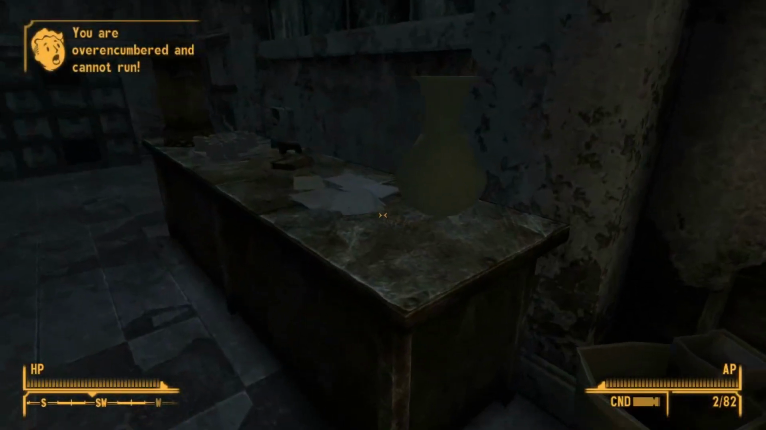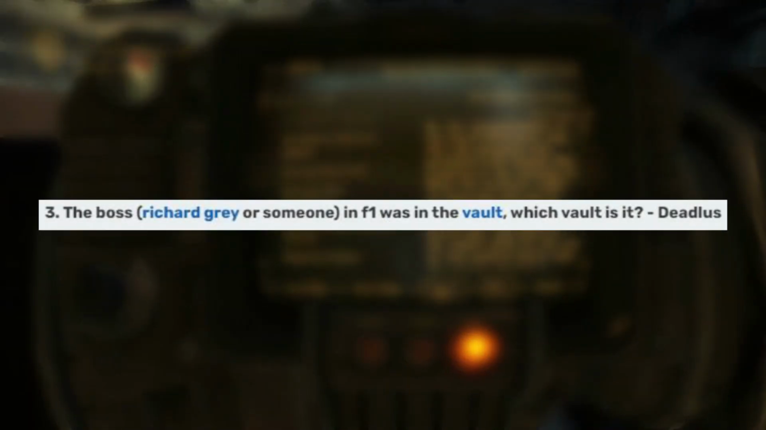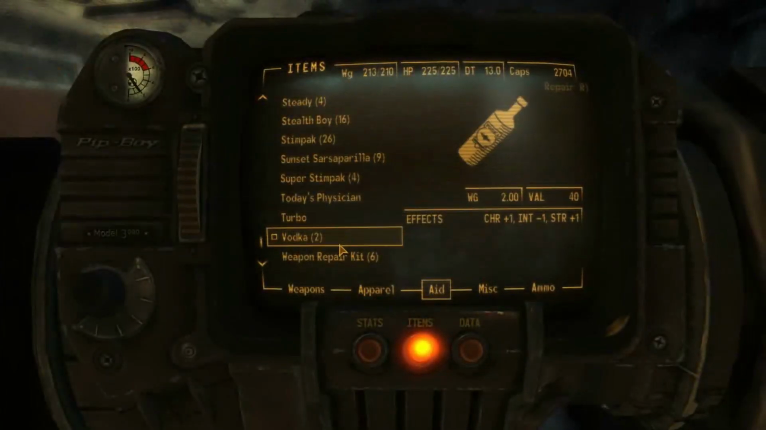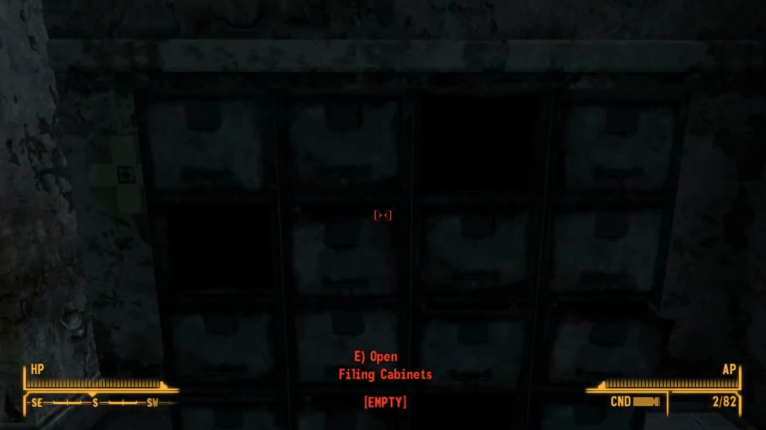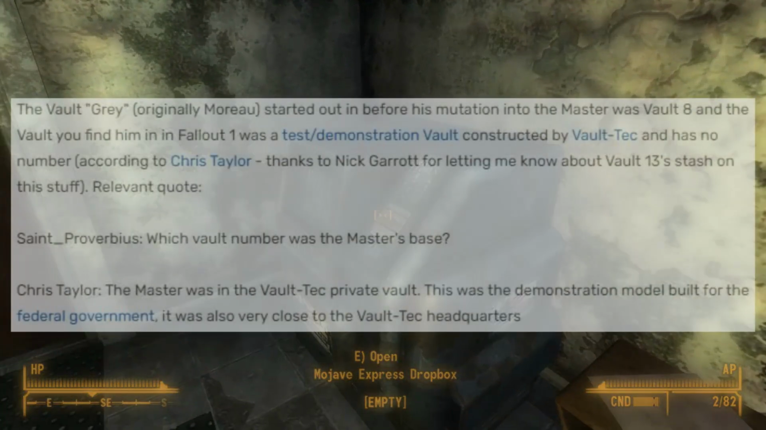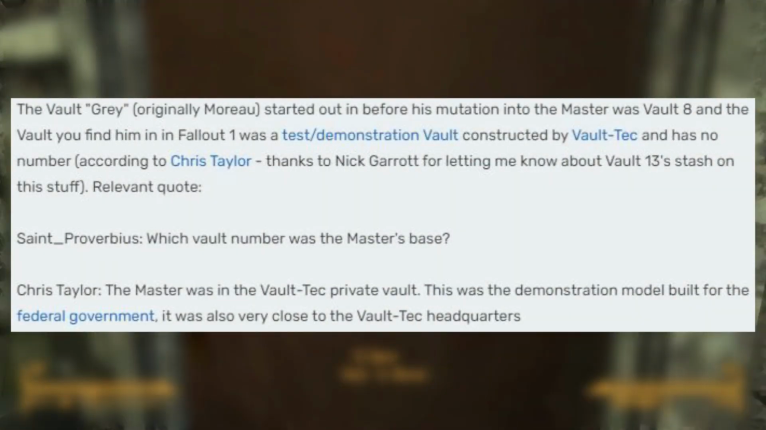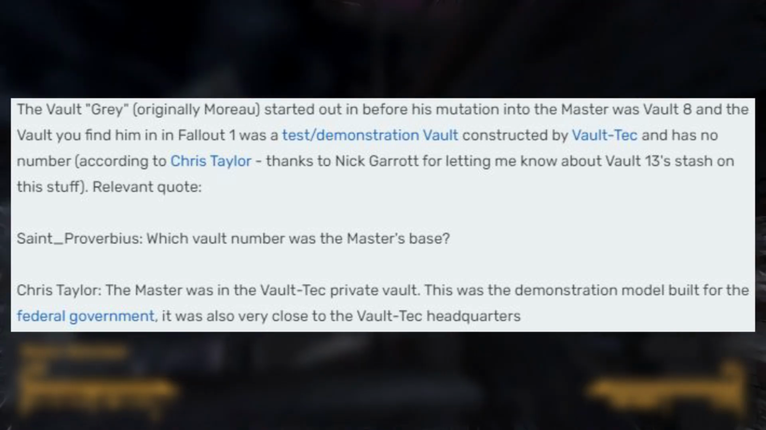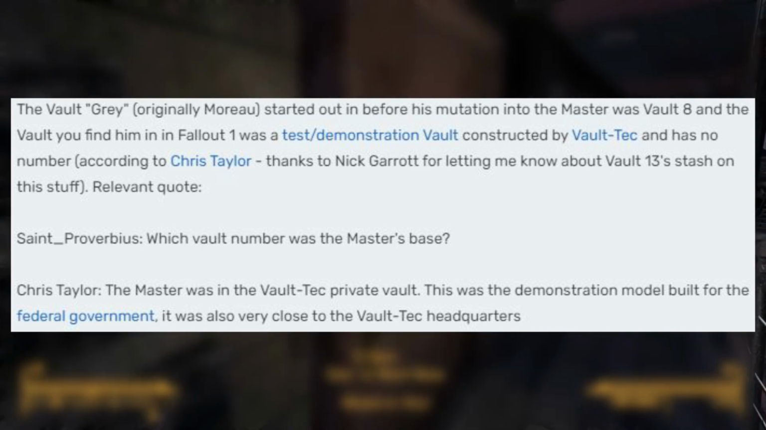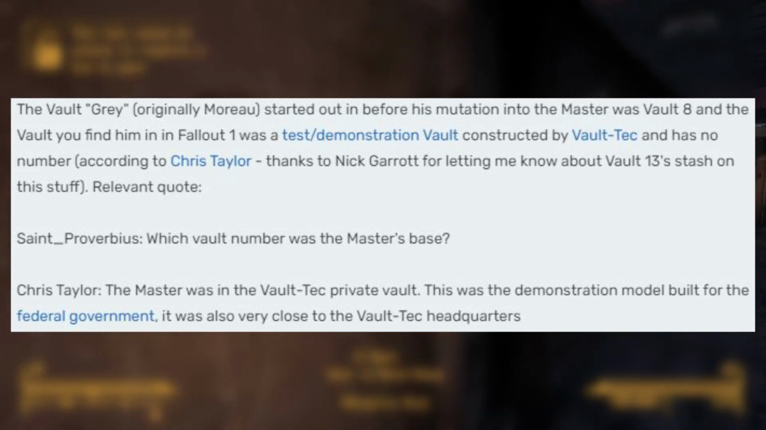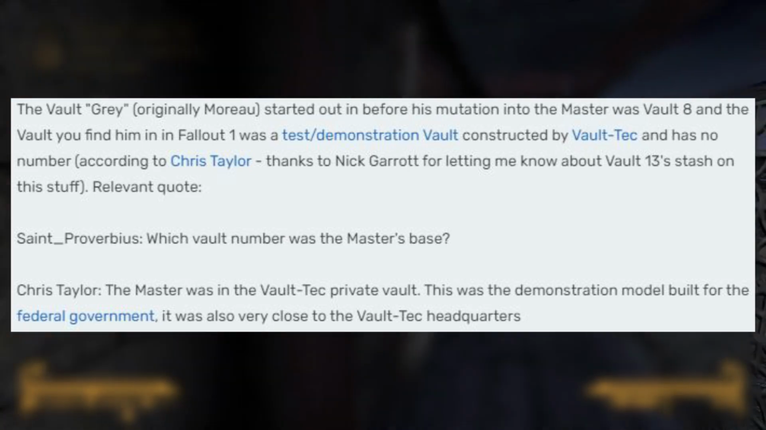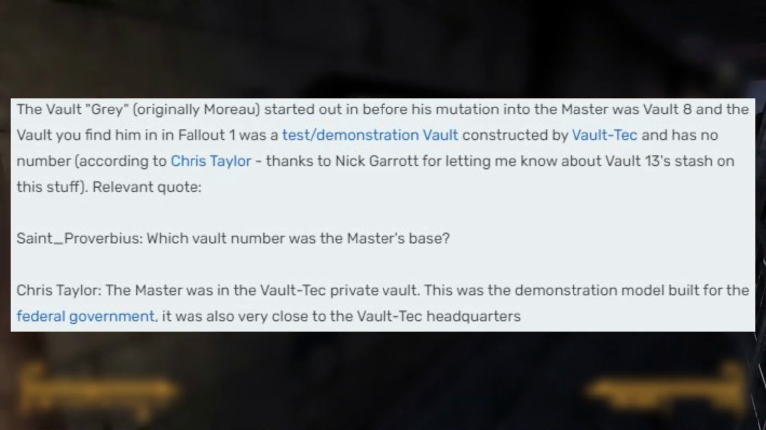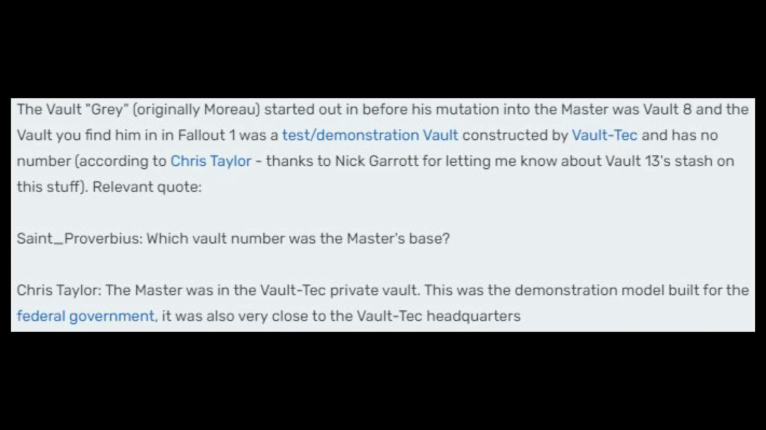The next question is, "The boss, Richard Gray or someone, in Fallout 1 was in the vault. Which vault is it?" The question is referring to Richard Gray, the man who would become the Master in the first Fallout. The vault Gray, originally Moreau, started out in before his mutation into the Master was Vault 8, and the vault you find him in in Fallout 1 was a test/demonstration vault constructed by Vault-Tec, and has no number, according to Chris Taylor. Thanks to Nick Garrett for letting me know about Vault 13 stash on this stuff.